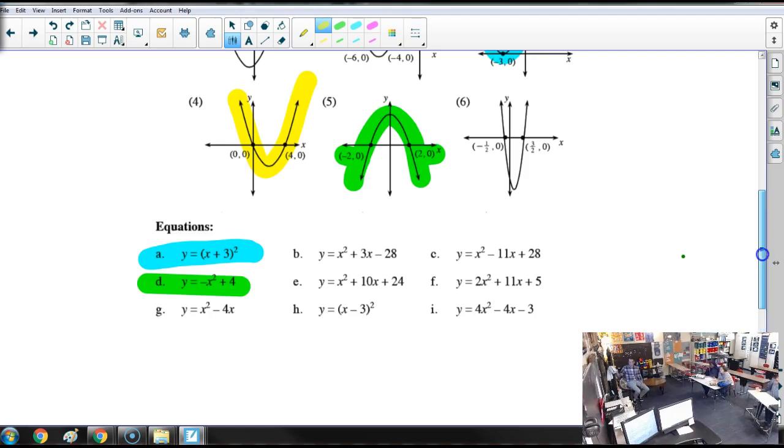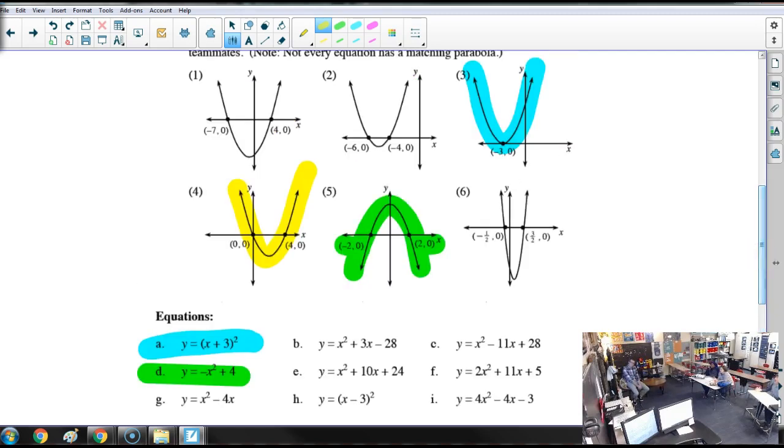Anyone have a guess of what 4 would match to? If positive, it would match to I, which has a lot of 4s in it. It wouldn't have a y value because it's 0. No wait, it's G, because there's no C value. The y-intercept is 0, so it doesn't have to be an I.